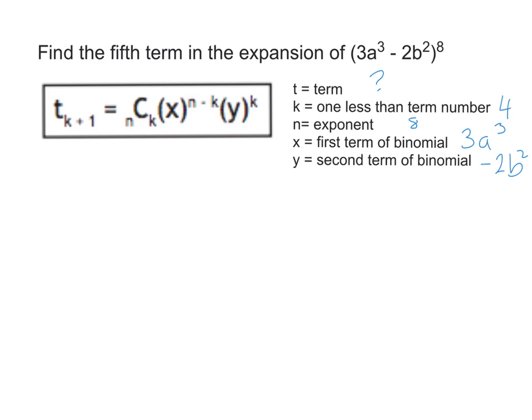So then I'm just going to fill everything in to the formula. So I'm going to say T5 is equal to 8 choose 4, 3a cubed to the power of 8 minus 4 and negative 2b squared to the power of 4. Once you figure out what all the numbers are, then just fill them in. Then we can start simplifying.